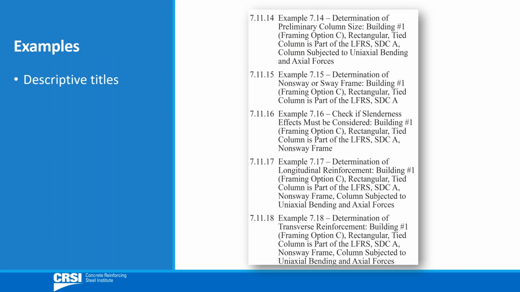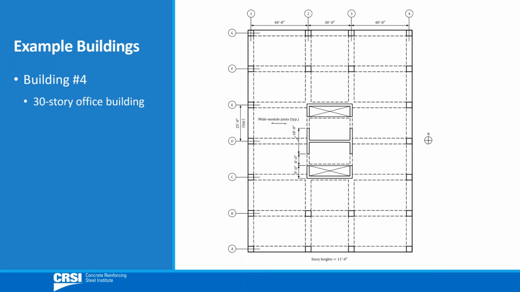The titles for the examples are purposely very descriptive so users can quickly locate what they are specifically looking for in the table of contents. The examples are based on four buildings ranging in height from 5 to 30 stories. The 30-story office building is shown here. This building is assigned to seismic design category D and has dual systems with special structural walls and special moment frames in both directions.